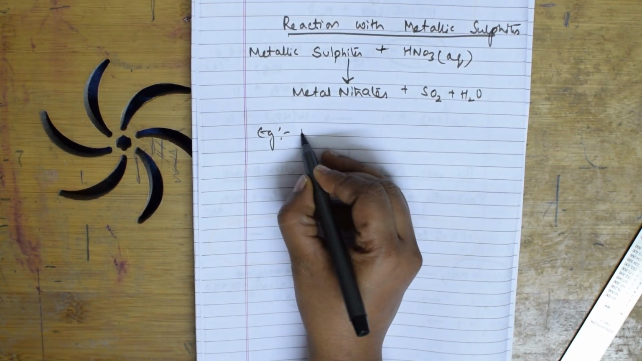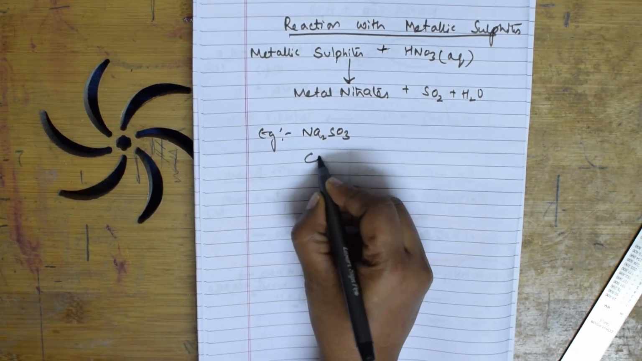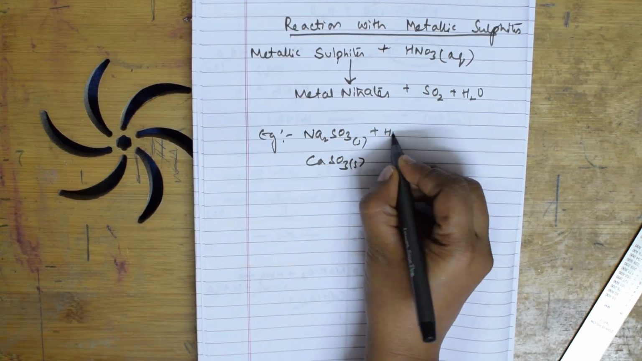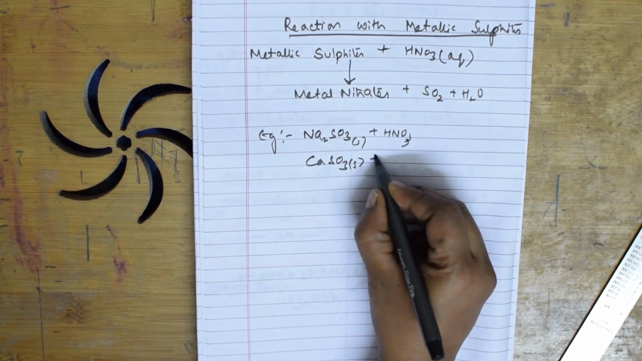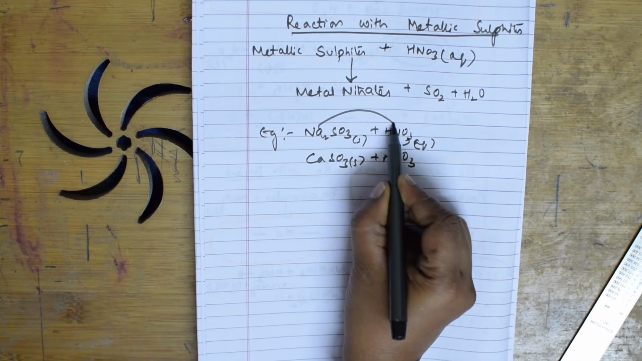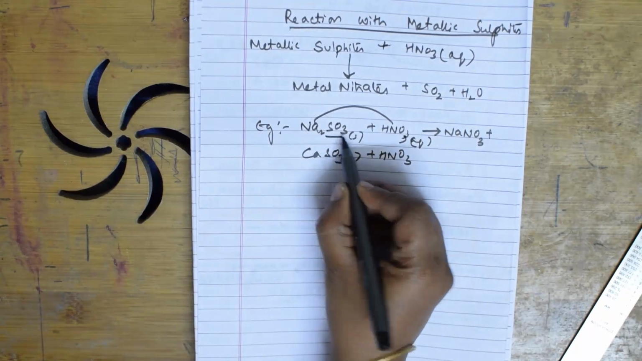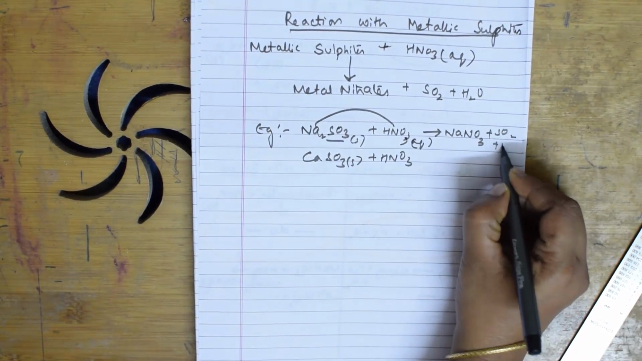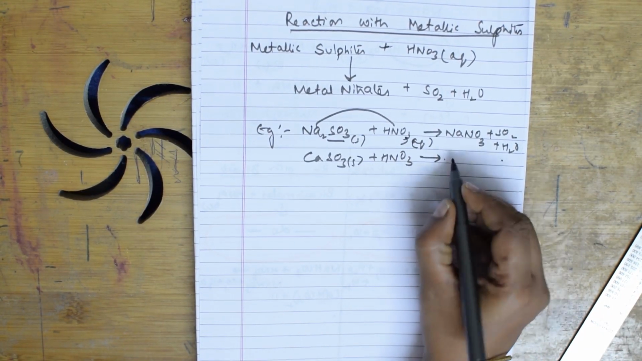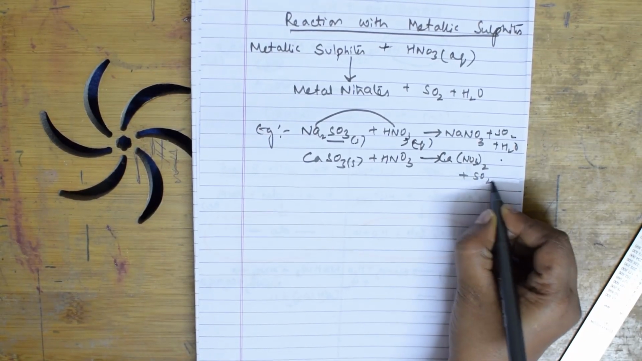So as I've told you, metal sulfate, you will be getting metal nitrate plus sulfur dioxide plus water. Let us see one example. I am taking one metallic sulfate, that is sodium sulfite. I am going to take calcium sulfite, solid. This is also solid. So I am going to take nitric acid. Here also I am going to take nitric acid. Here what are we going to take? Aqueous, that is dilute. What do you get? Same. NaNO3, that is metal nitrate, sulfur dioxide gas, and water. Here also, calcium nitrate, sulfur dioxide gas plus water. Calcium taken twice because valence of calcium is 2, plus sulfur dioxide plus water.